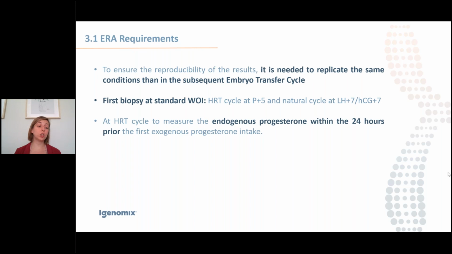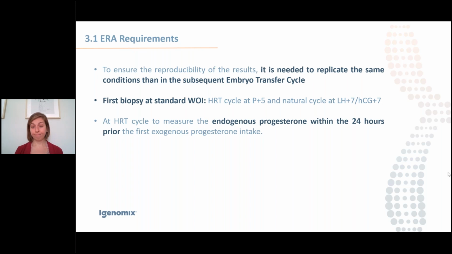In both cases, you can supplement with exogenous progesterone. We recommend adding it from HCG+2 or from LH+2. And then we also recommend controlling the endogenous progesterone value, which has to be less than 1 nanogram per milliliter at LH+0, the day of the LH surge, or at HCG+0, the day on which HCG is used to trigger ovulation. But they can find more specific, detailed information about natural cycles and how to collect the biopsy in our manual. It is very thoroughly described.